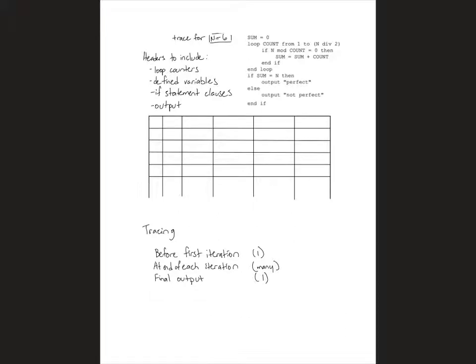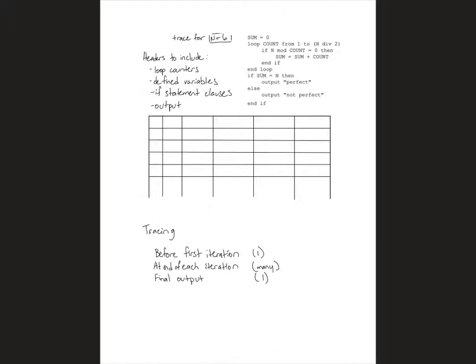First, we want to check if they give us our trace table. If they do, then they're going to give us some headers, and that's great. If they don't give us some headers, then we're going to have to include those headers. And we have to look for a few things. We look for loop counters. In this case, that would be count. We would look for defined variables. In this case, that would be sum. And perhaps there could be other variables in here, but there's not.